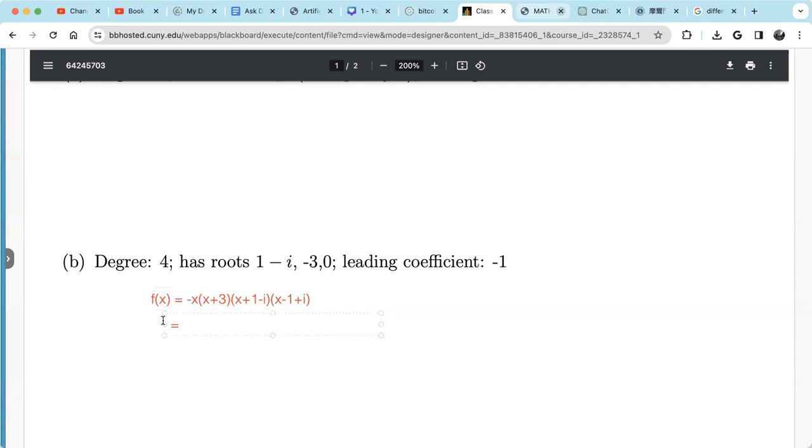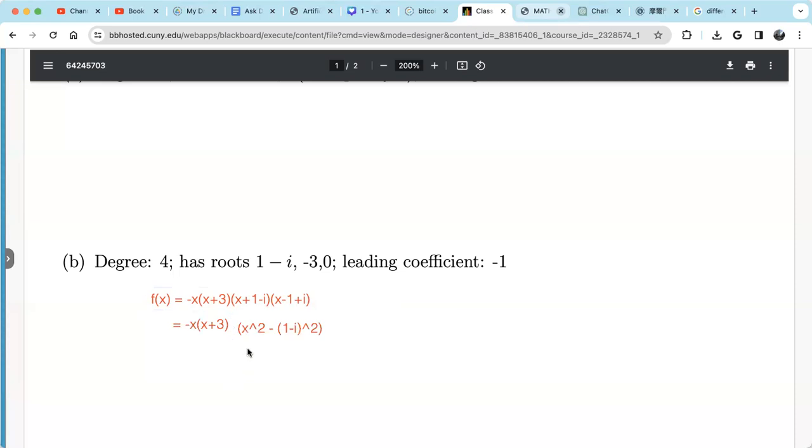So that equals to negative x times x plus 3. Then x plus 1 minus i, x minus 1 minus i. Actually, we can use difference of 2 squares, right? Oops. So that we get x squared minus 1 minus i squared.